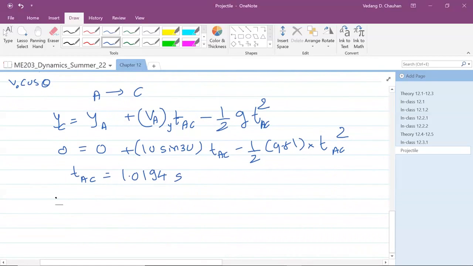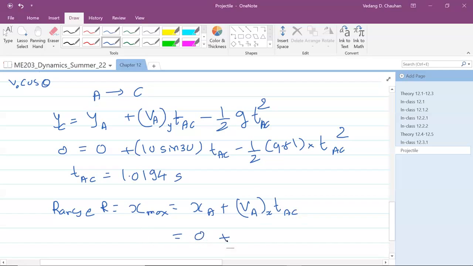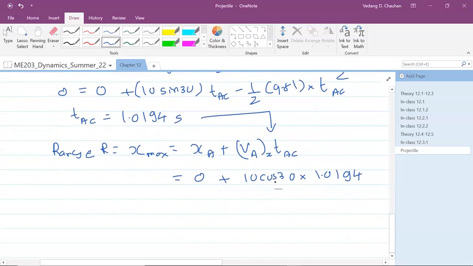Now we can substitute that value into this equation between A and C, and then calculate the value of maximum distance. We call this range R, or you can also call this X max, which is given by XA plus VAX multiplied by TAC. Okay, so we just substitute. XA is 0, VAX, the X component of the velocity, is 10 cosine 30 multiplied by time, which is 1.0194. You substitute that and get the value of maximum range, which is 8.83 meters.